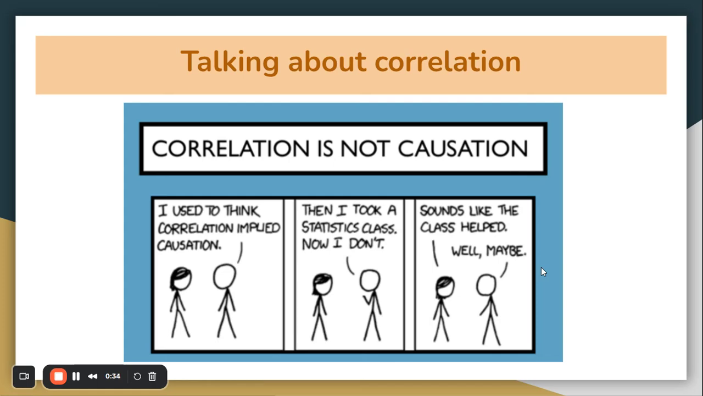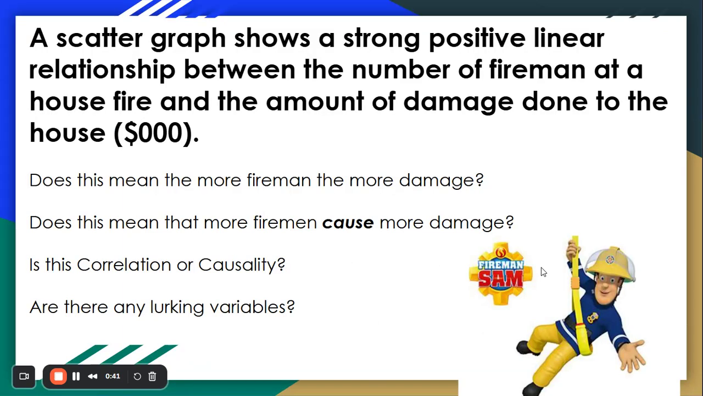So I think it's really important that you understand this part of the investigation so you can talk about it in your conclusion. So here's an example. A scatter graph shows a strong positive linear relationship between the number of firemen at a house fire and the amount of damage done at the house. Does this mean the more firemen, the more damage? Does this mean that more firemen cause more damage? Is this correlation or causality?